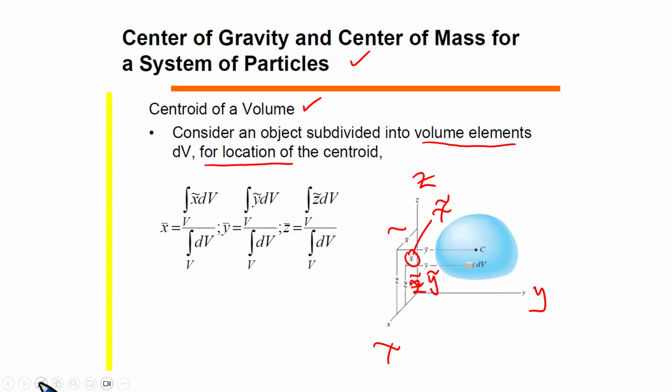Now let us discuss this a little bit more, because we're discussing the centroid of a volume. Once again, we'll cover all these topics. So we have z tilde there, and all these together describe the position of the particle over there.